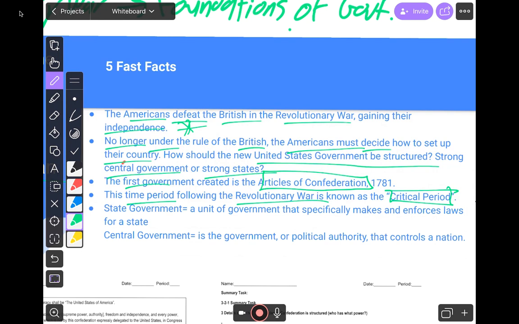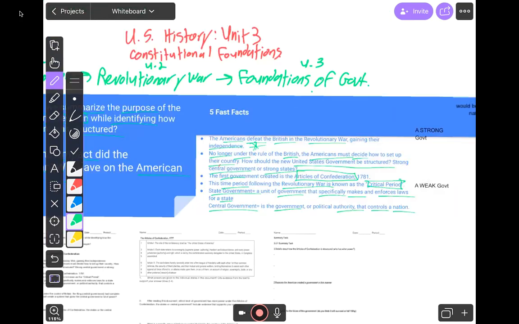Okay. For bullet 5, we have a couple of definitions. So when we see the term state government, we're talking about a government that specifically makes and enforces laws for a specific state. Okay? So, for example, when New York State passes a law, that law is only for the people within New York State. Whereas a central government is a government or authority that controls a nation. All right? So, if a national law is passed, right, that's created by the central government, that means all people in the nation are now subject to that law. So these are a couple terms we need to understand before we move on.